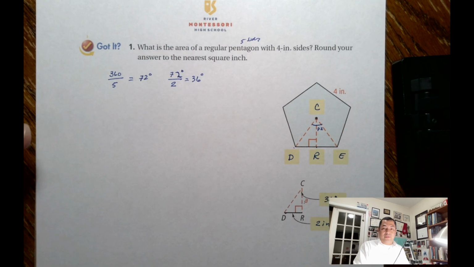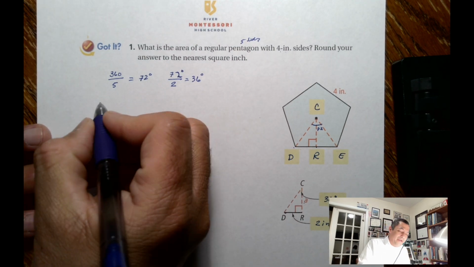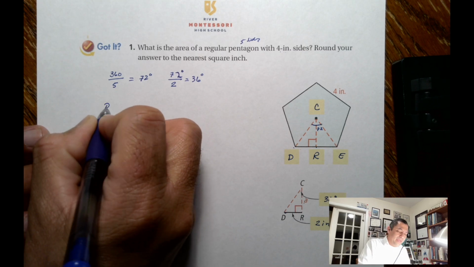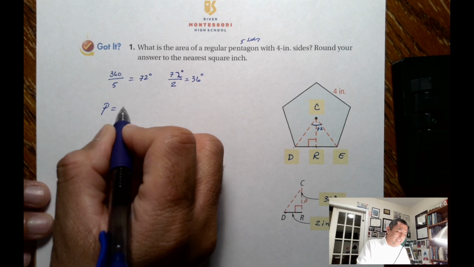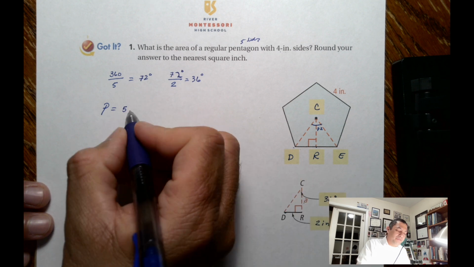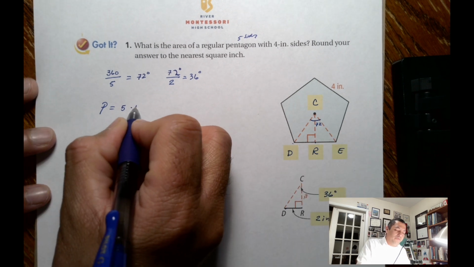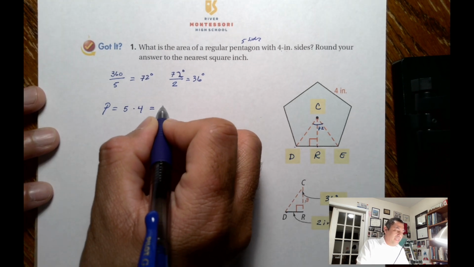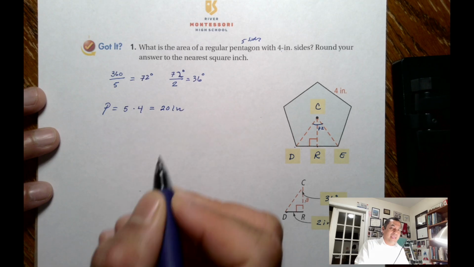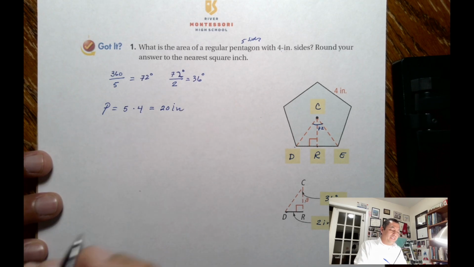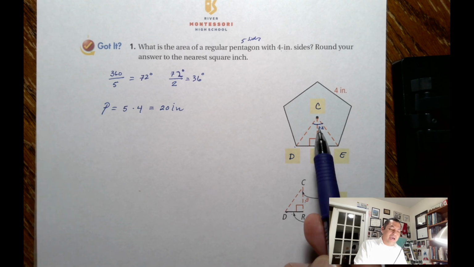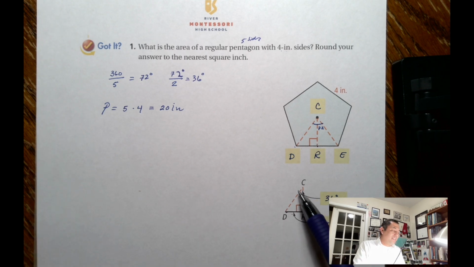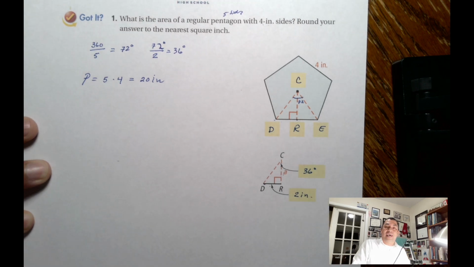Now let's find the perimeter. Remember that we are trying to find the area. So the perimeter in this case is equal to the number of sides, which is 5 because it's a pentagon, times the length of that side, which is 4. So the perimeter is 20 inches. Now I have the length of the base, I have the angle, which is 36. So now I'm going to just find the apothem.